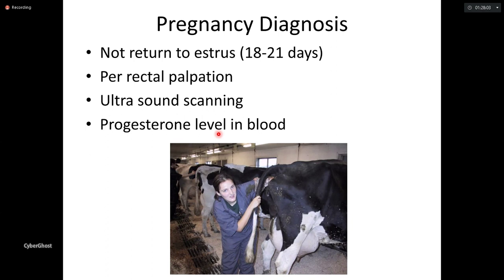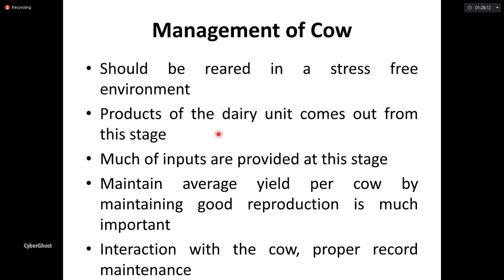And if the progesterone level is high, we can suspect, or we can confirm, that she is pregnant. Then how do we manage such an animal? Basically, what we do is rear them in a stress-free environment.